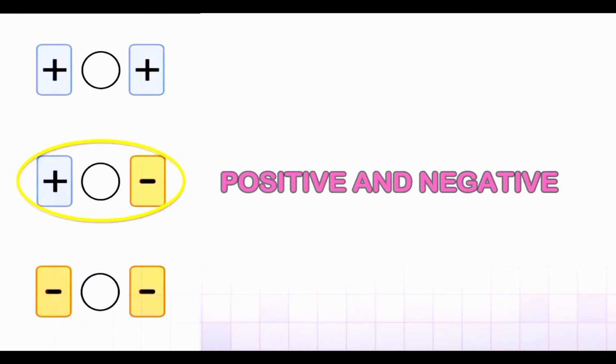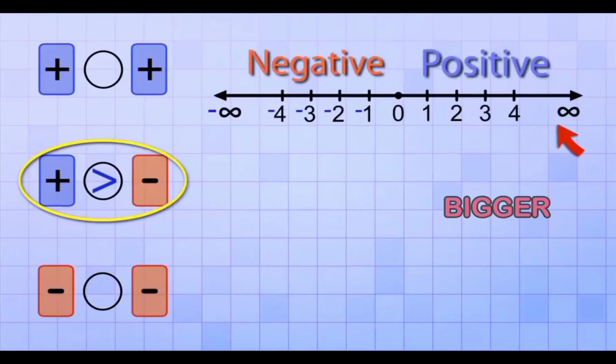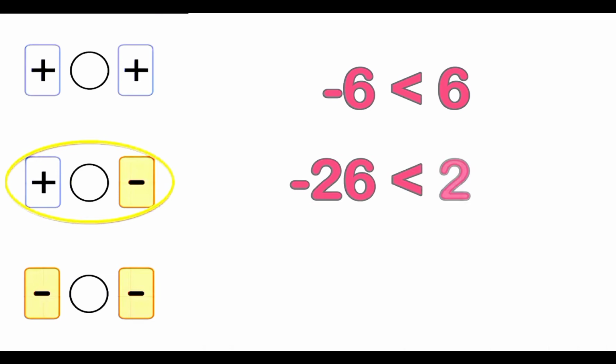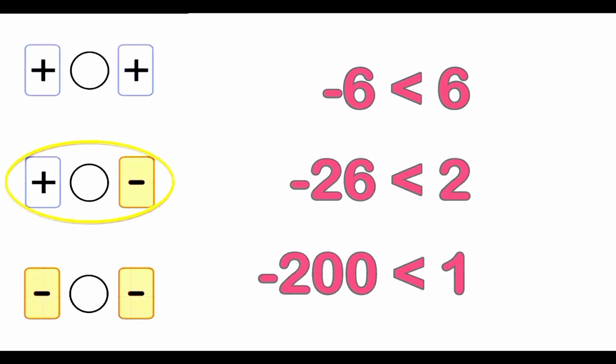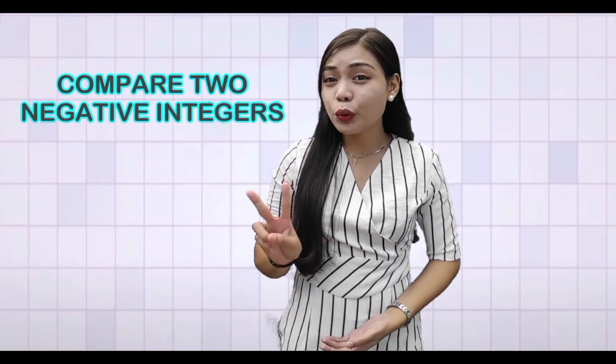It's also really easy to compare a positive integer and a negative integer because a positive number is always bigger than a negative number. Negative 6 is less than 6, negative 26 is less than 2, and negative 200 is less than 1. But what if I ask you to compare two negative integers? Which is bigger, negative 2 or negative 3?